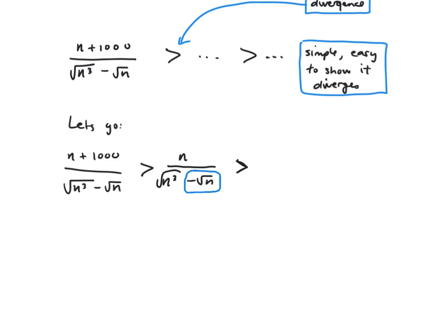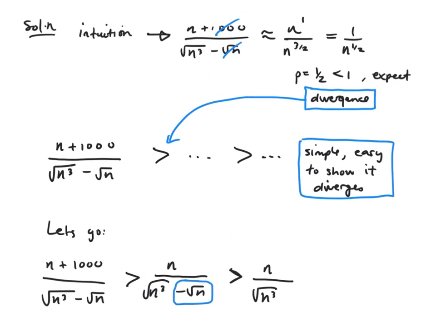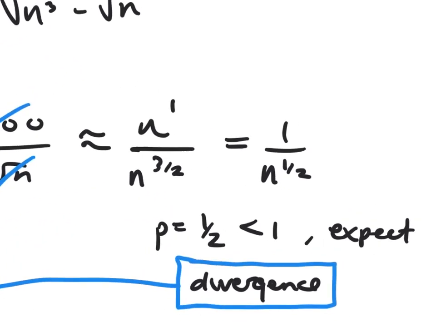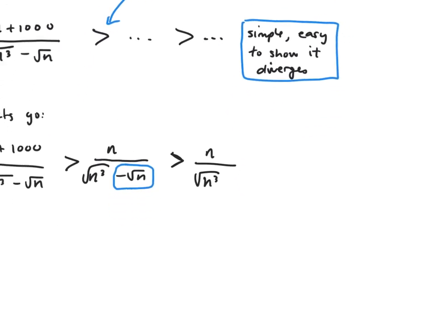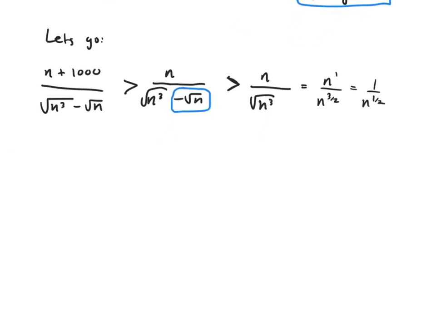So this thing is larger than if that term in the blue box is not there. So n over root n cubed. All right, and again, I've basically reduced this back down to something that looks very much like my intuition term, 1 over n to the half right there. Because when I reduce it, n over n to the 3 over 2 is 1 over n to the half. It's the same thing. Not always the case, but very often it's the case.